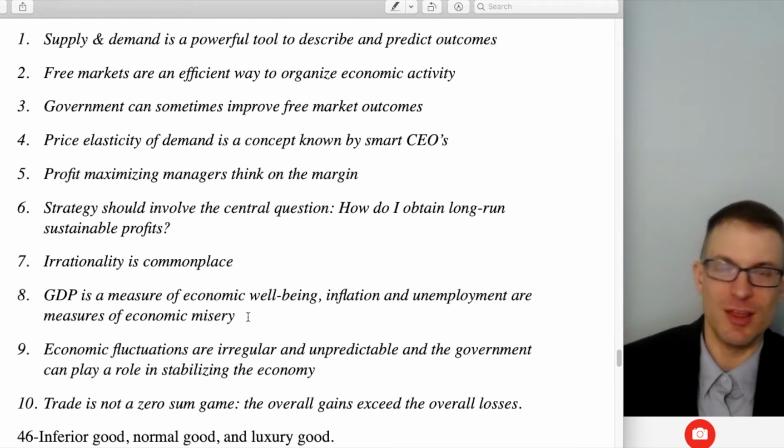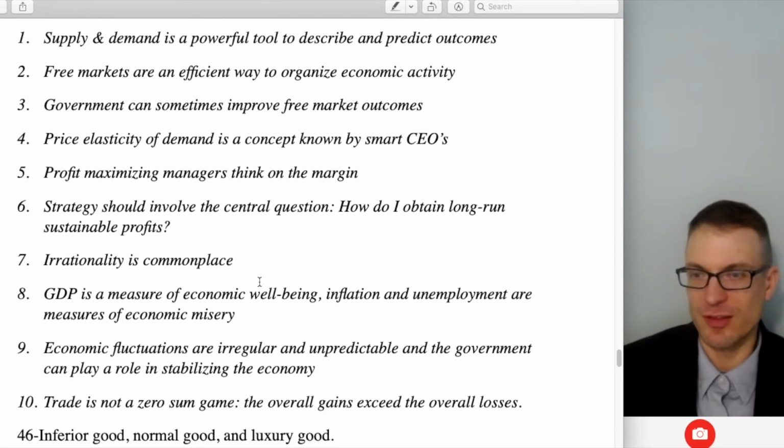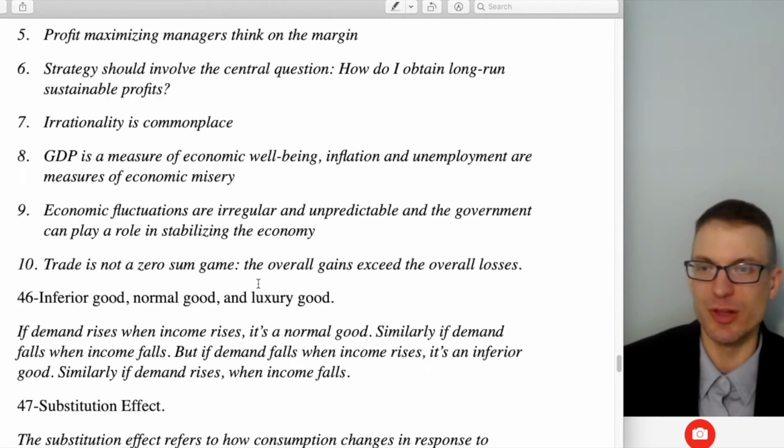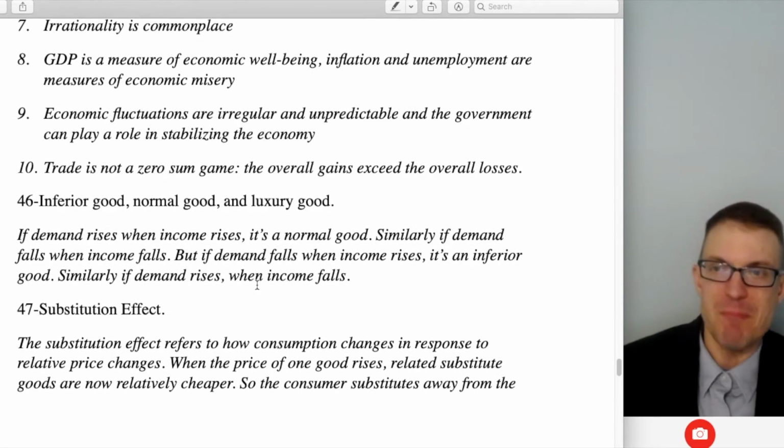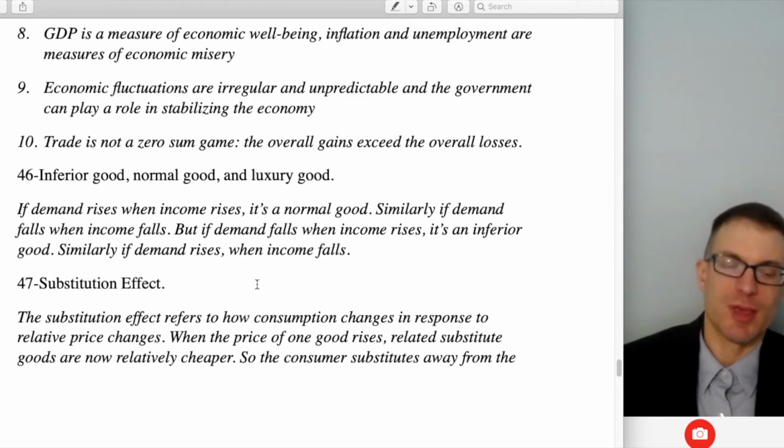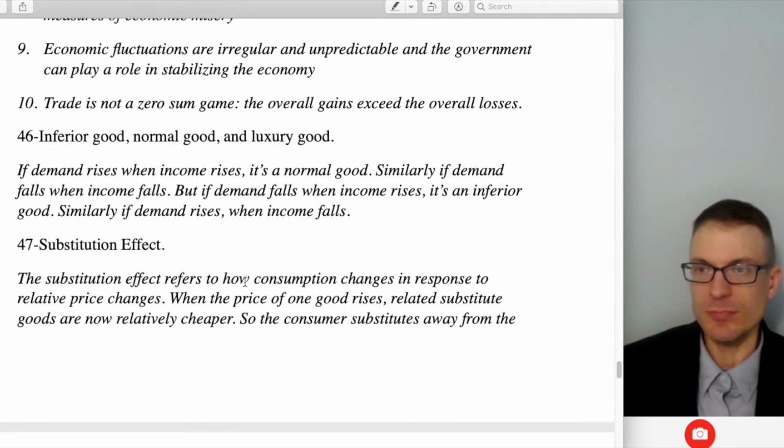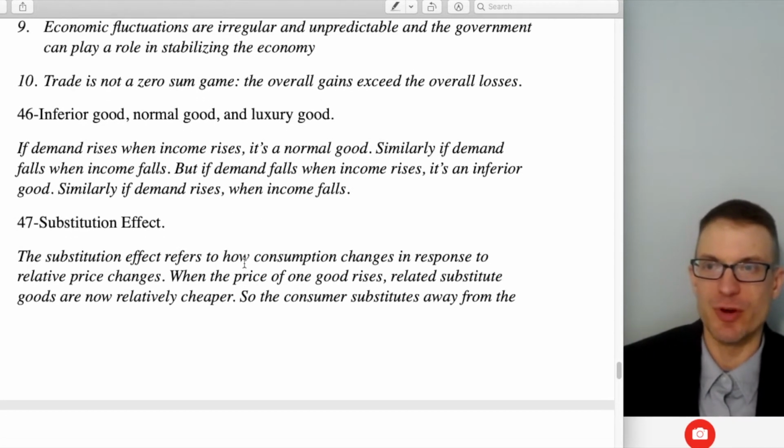And so that's interesting to think about, as the actual impact of macroeconomic concepts and data on real people. Economic fluctuations are irregular and unpredictable. Government can play a role in stabilizing the economy. Yeah, I mean, there's shocks to the market. We're in the midst of one right now.